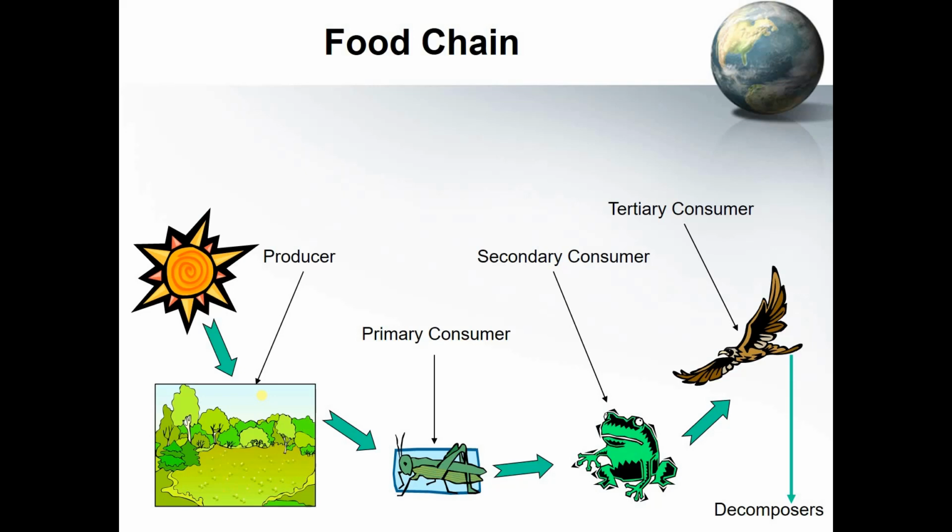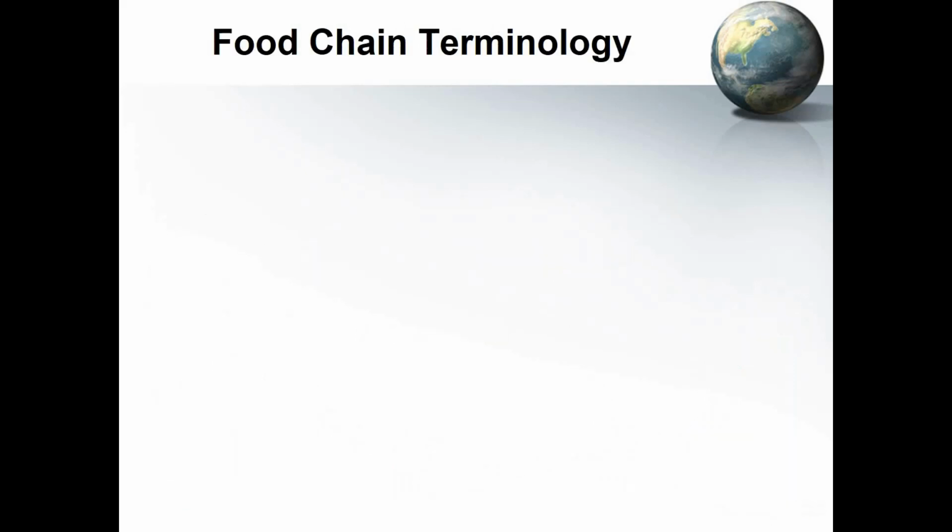Now the frog is called what? Secondary consumer. Secondary consumers, they eat what? Primary consumers. Now we've got what? A tertiary consumer finally, which is what? The eagle. Finally, when the eagle dies, what happens? The decomposers. The decomposers, they feed on the remains of an animal or on the waste of that animal, and they help us to recycle the minerals and nutrients back to the soil.